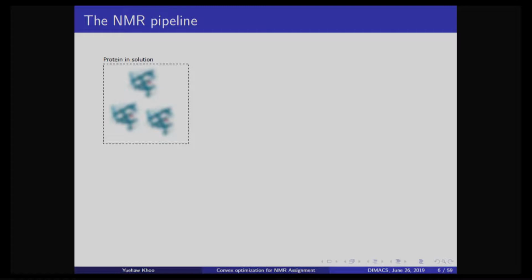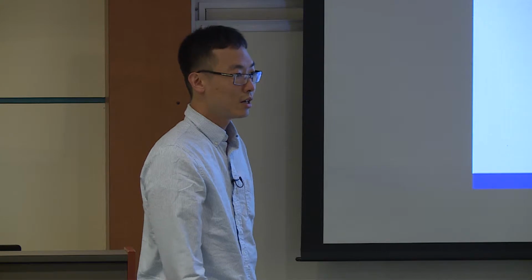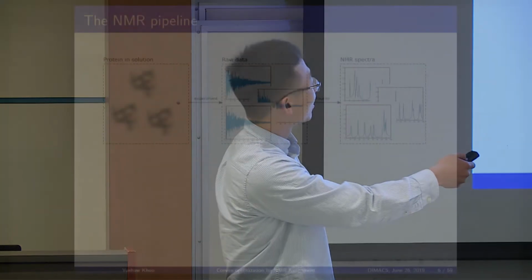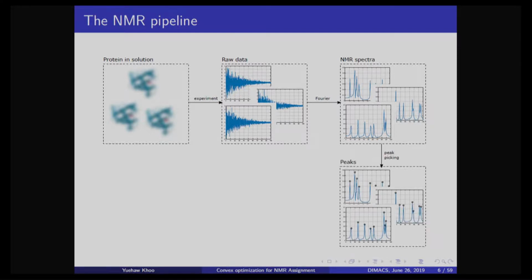We have some protein of unknown structure in the solution. This gives rise to free induction decay with various frequencies. These are essentially exponentially decaying sine waves with different frequencies. Then you take the Fourier transform, and you start seeing this type of 1D spectra. The next step is peak picking, so essentially you select out the peaks. In the ideal world, you should have the same number of peaks as the number of atoms in the protein.